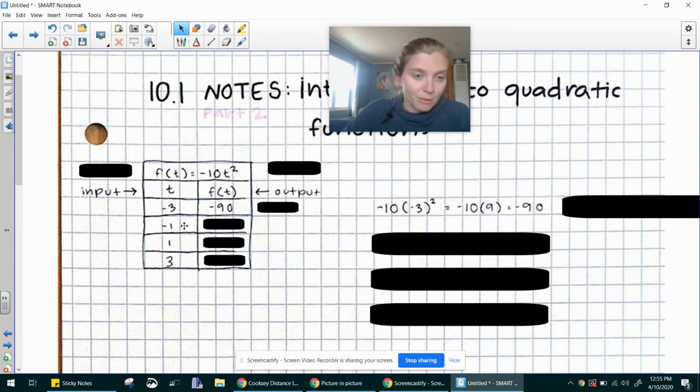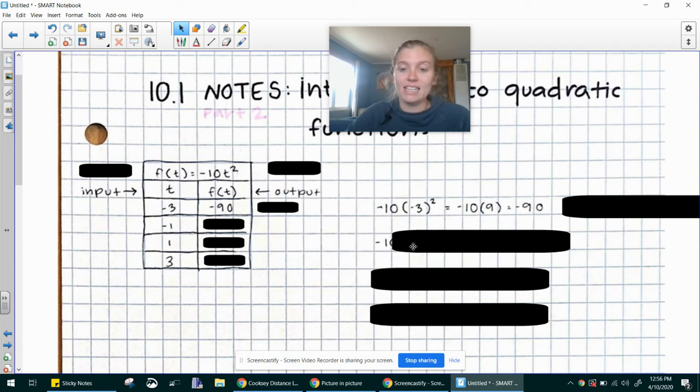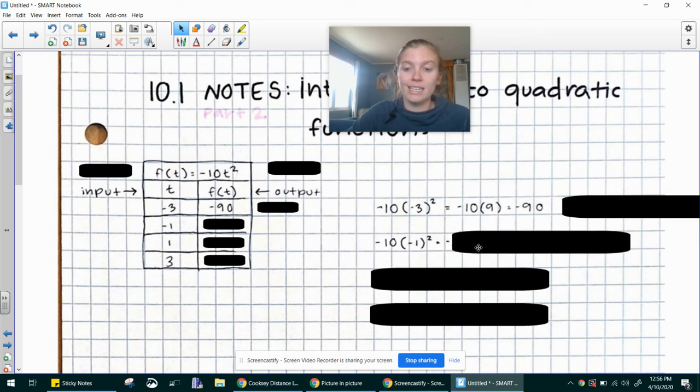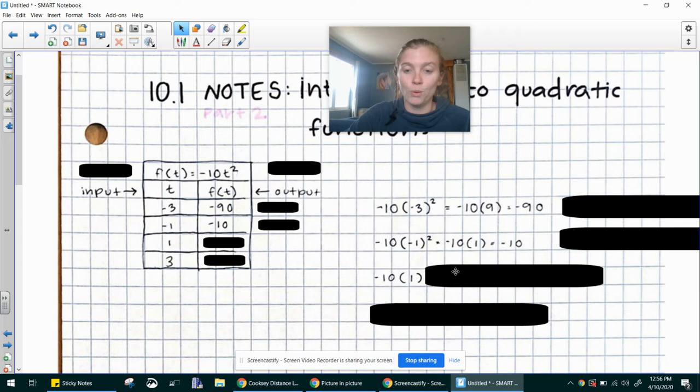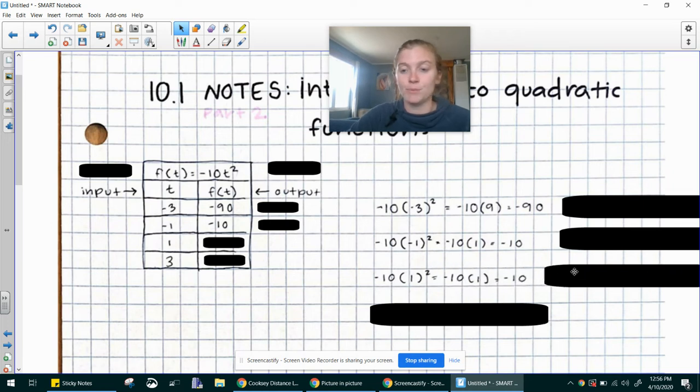Then I'll do the same thing with my next piece of input, negative 1. Negative 10 times negative 1 squared is the same as negative 10 times 1, which is the same as negative 10. Negative 10 is our output. Here, I'll substitute in 1 for t. Negative 10 times 1 squared is the same as negative 10 times 1, which is negative 10.